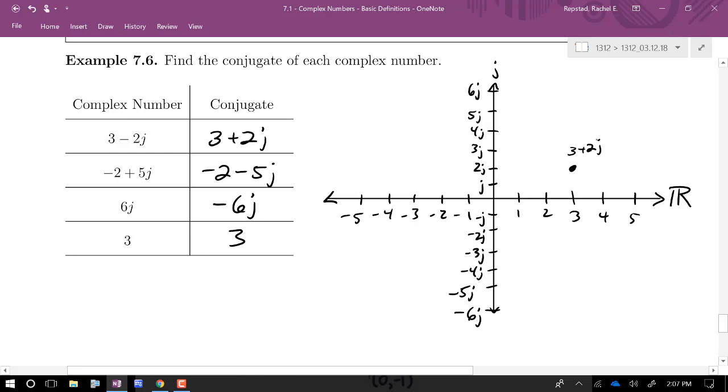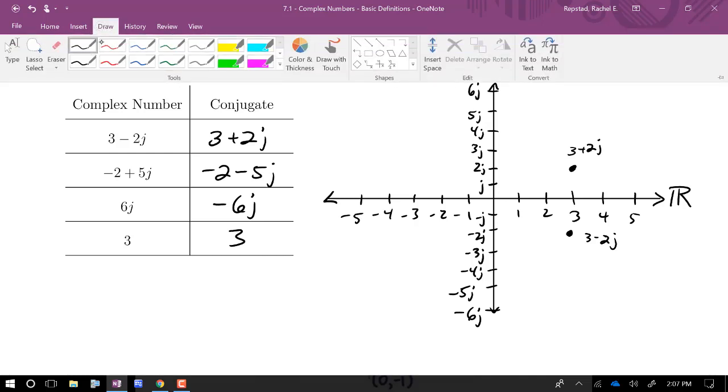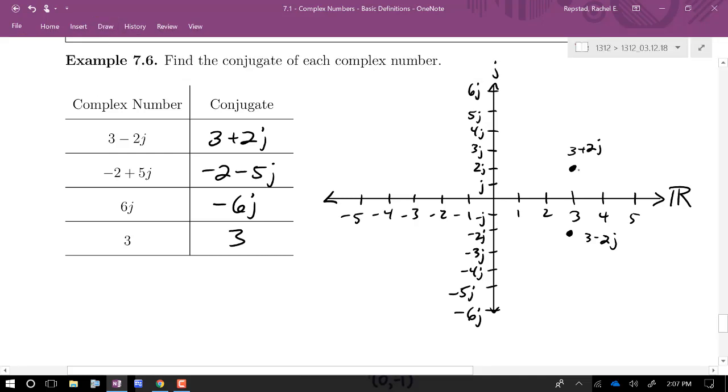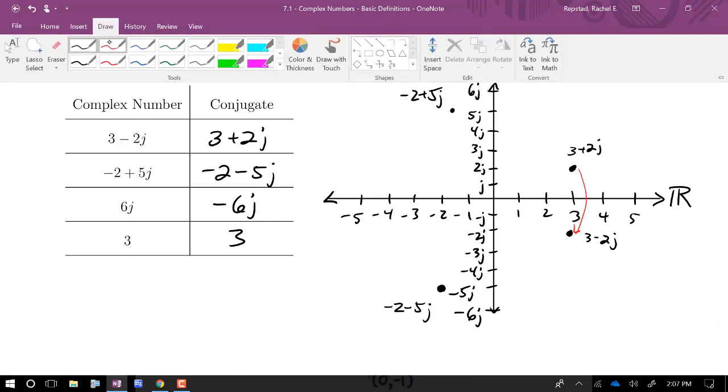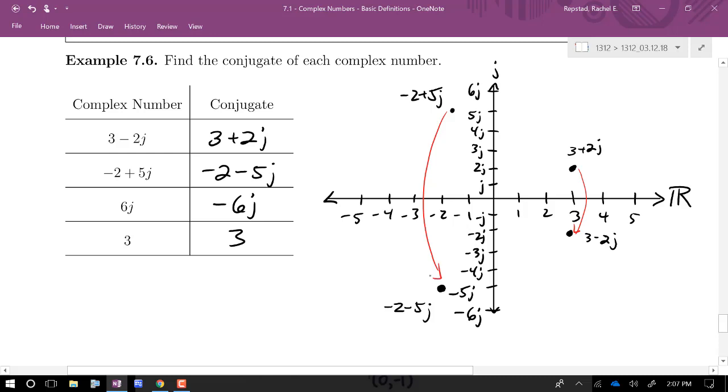Its conjugate is 3 minus 2j, which is down here. It seems like to get its conjugate, if we're just changing the sign of the imaginary part, all we're doing is flipping this down, reflecting it across the real axis. -2 plus 5j, that's up here, right? -2 on the real axis, up 5j on the imaginary axis. So its conjugate is -2 minus 5j. Again, its conjugate just means flip it over, reflect it across the real axis.